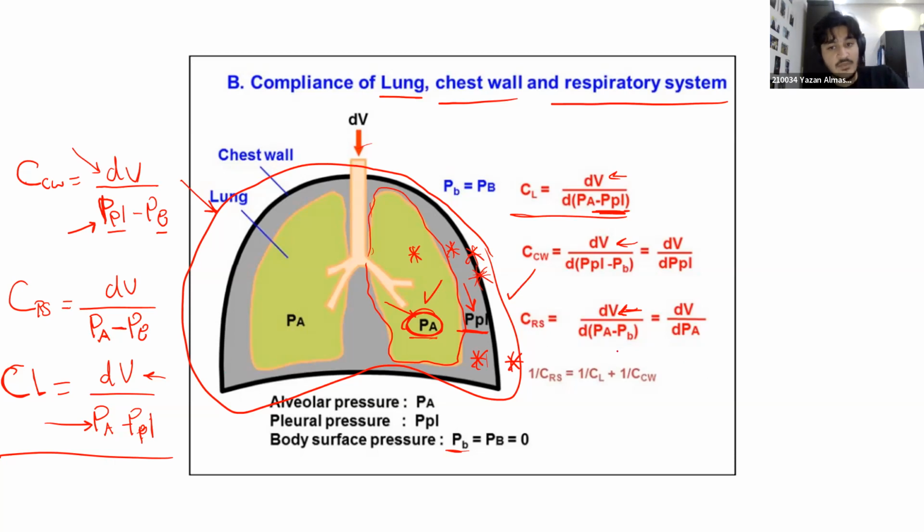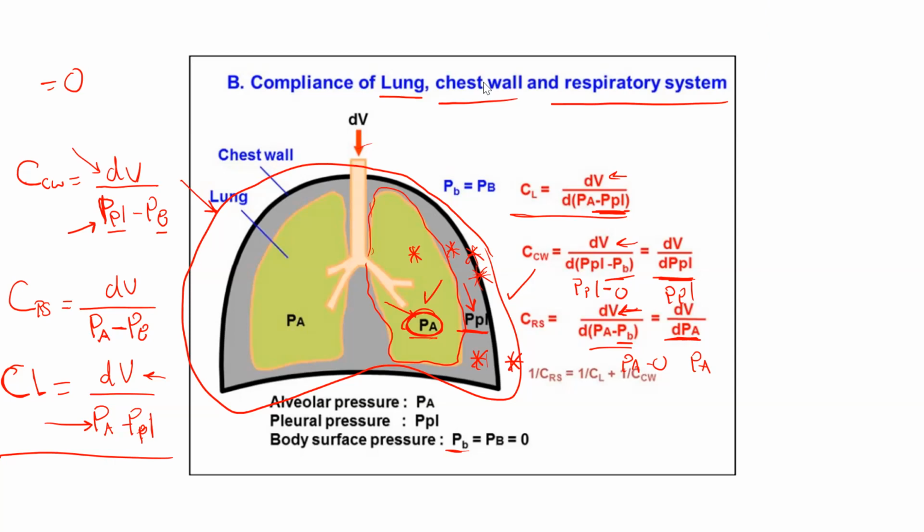Now, if you notice in the equation, they wrote this, but at the end they wrote it equals just PA or PPL. Why? Because we mentioned before that atmospheric pressure equals 0. So PPL, the pleural space pressure, minus 0 is equal to the pleural space pressure, and alveolar pressure minus 0 is equal to alveolar pressure. Do you know how we derive this equation now? I hope so.